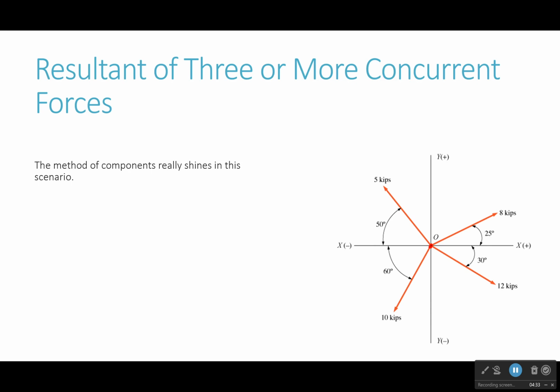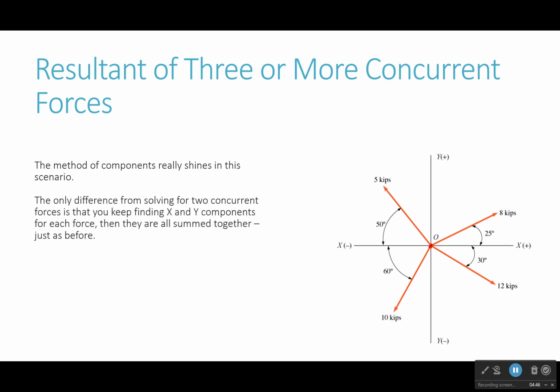So when we have 3 or more concurrent forces, the method of components is just the way to go, because it's the same method every single time. You break it into components, you add all the components together, and you solve. The only real difference from solving for 2 concurrent forces is that you keep finding x and y components. If I have 4 vectors, I'll have 4 x components and 4 y components, and then I will add those together to get my Rx and Ry.